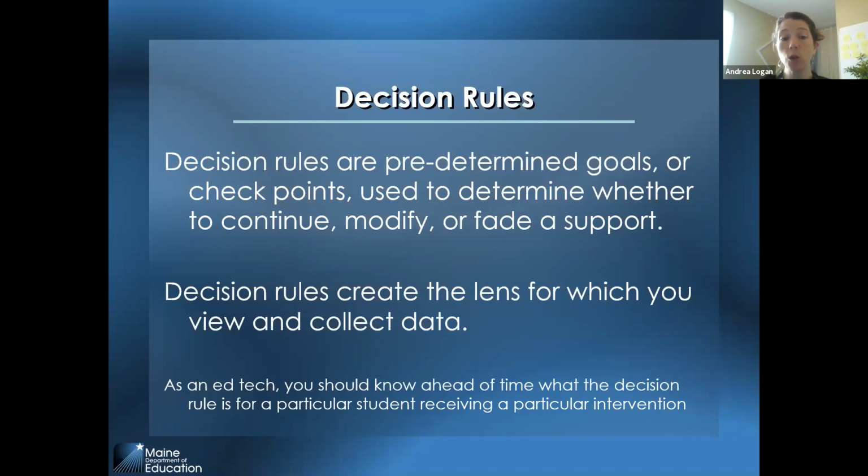As an ed tech, you should know ahead of time what the decision rule is for a particular student receiving a particular intervention. This helps to frame the work that you do with a child. It helps to frame the questions that you ask and the data points that you collect. And it helps to relieve some of that data fatigue, because you can take your lens of what the decision rule is and then you'll know what to look for during what could be considered the scavenger hunt of working with a child during the day.